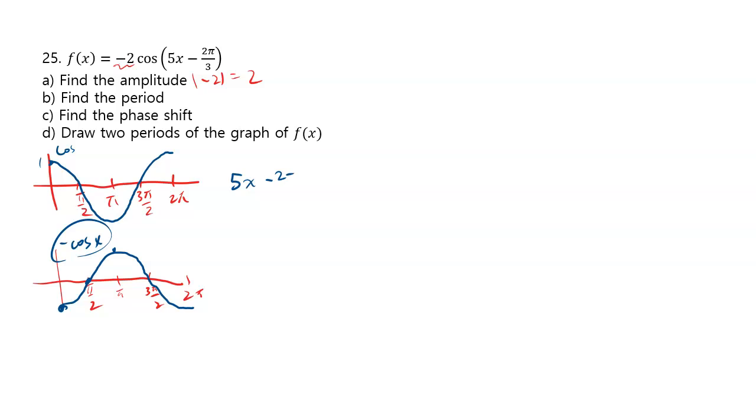5x minus 2 pi over 3 equals 0, or pi over 2, or pi, or 3 pi over 2, or 2 pi, right? Now, if you add the 2 pi over 3, it will be 5x equal to 2 pi over 3 plus 0. Because 3 and 2 have the common denominator 6, we have to rewrite this first as 4 pi over 6. So 2 pi over 3, if you multiply 2 top and bottom, you get 4 pi over 6. And pi over 2, if you multiply 3 top and bottom, you're going to get 3 pi over 6.